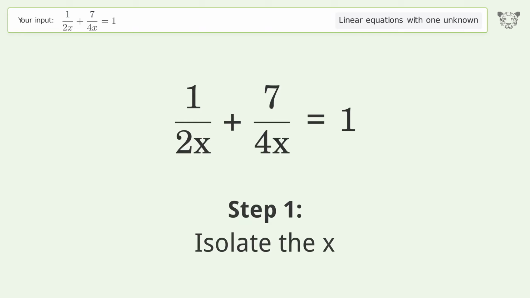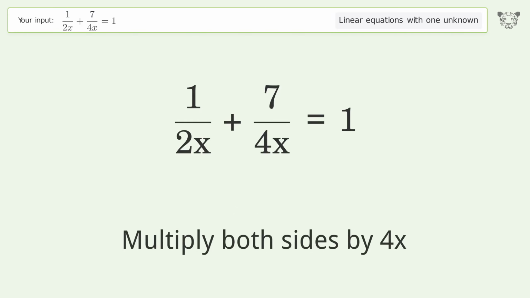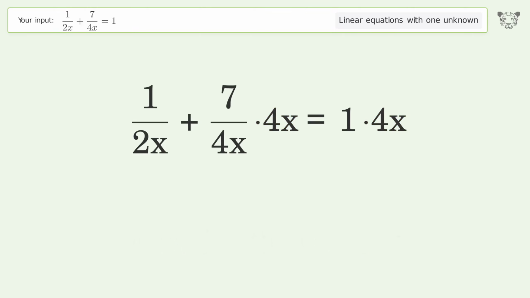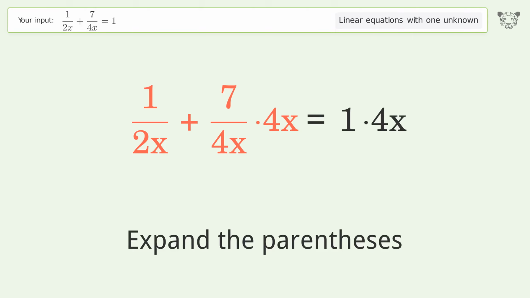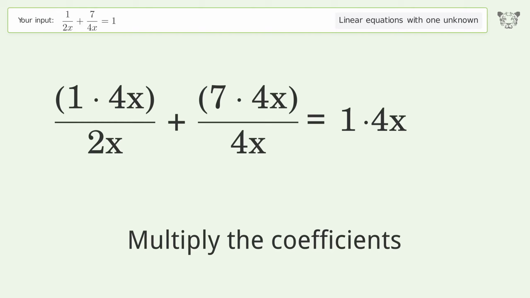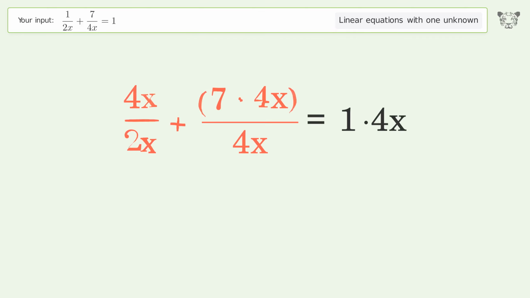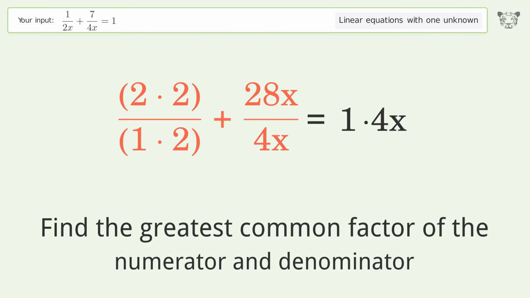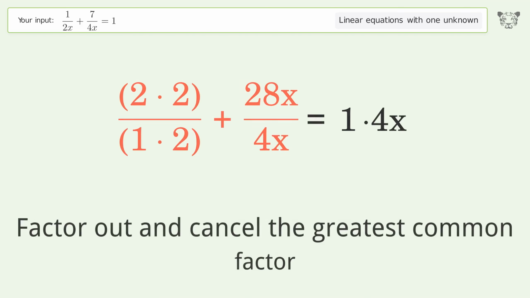Isolate the x. Multiply both sides by 4x. Expand the parentheses. Multiply the coefficients. Find the greatest common factor of the numerator and denominator. Factor out and cancel the greatest common factor.